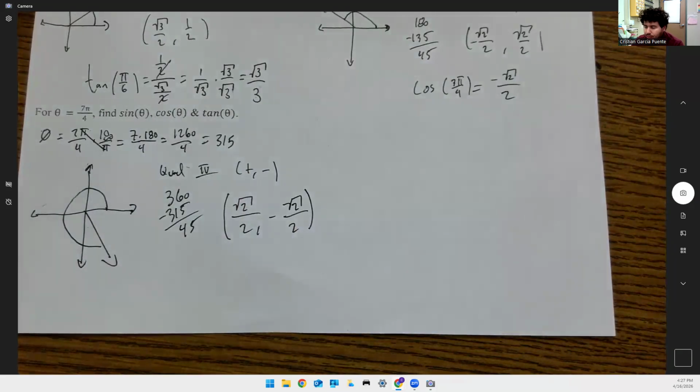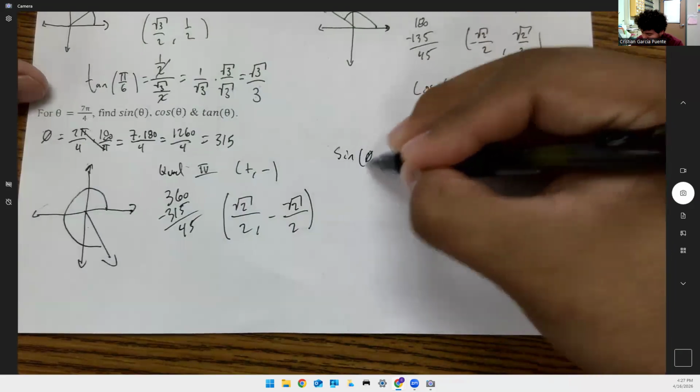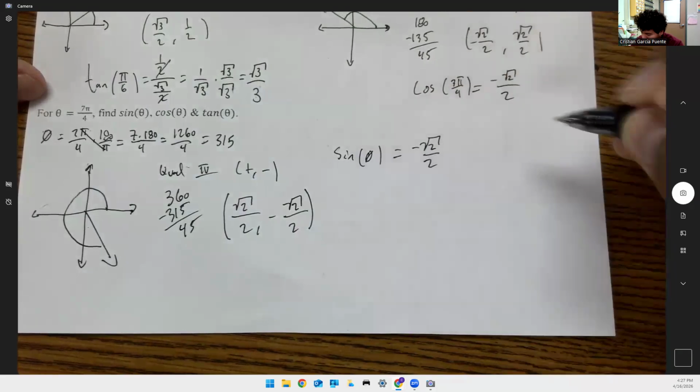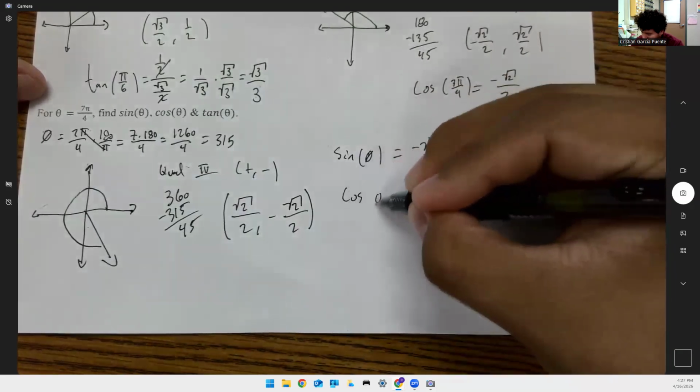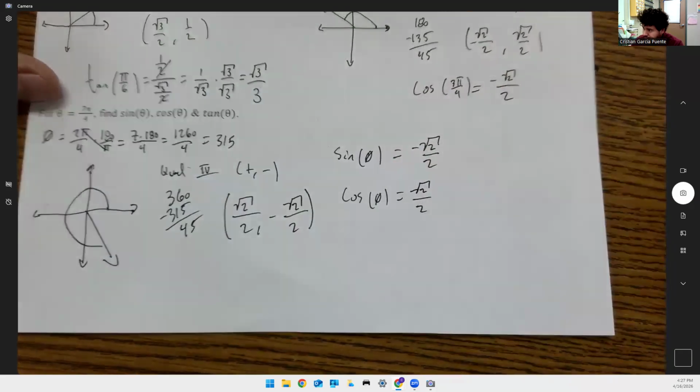All right. Now from here, it's pretty straightforward. So we have sine of theta. Remember, sine is just your y value. Your y value here is just negative root 2 over 2. Next, your cosine. Cosine is just equal to your x, so it's just root 2 over 2.